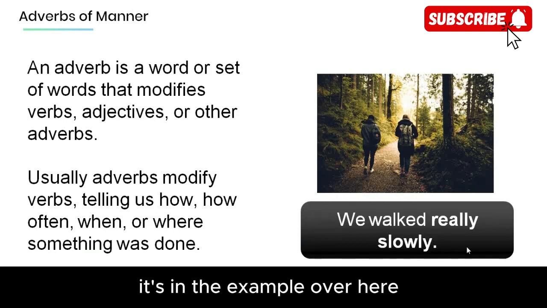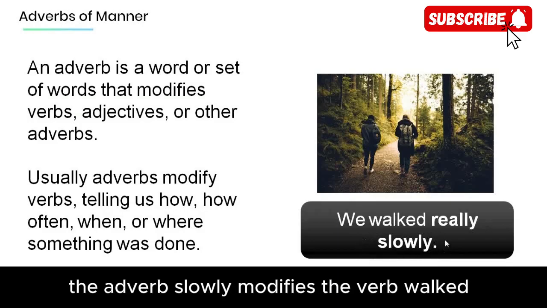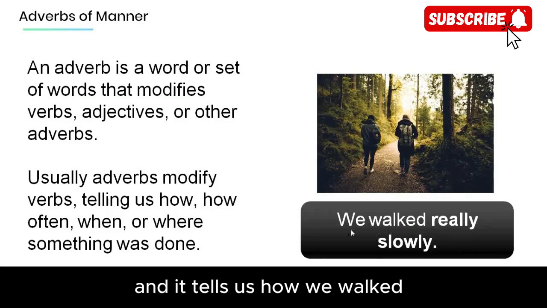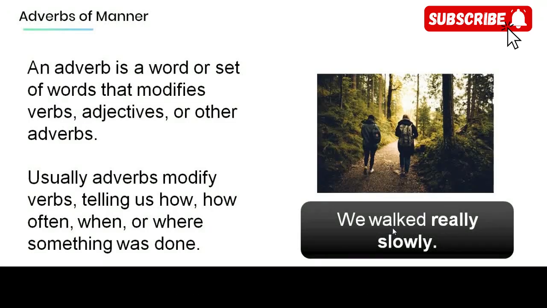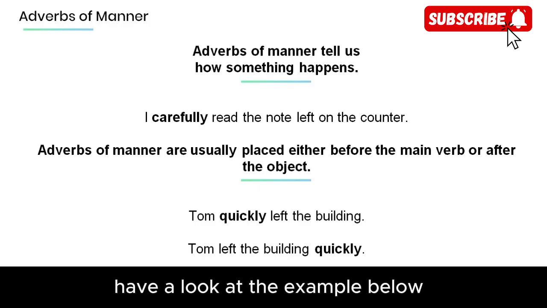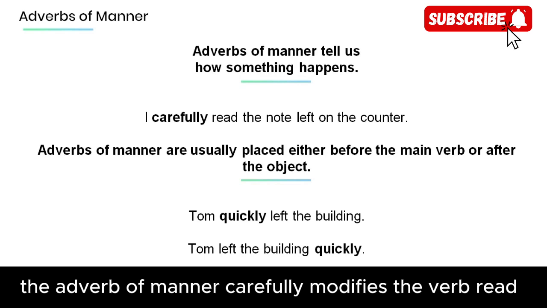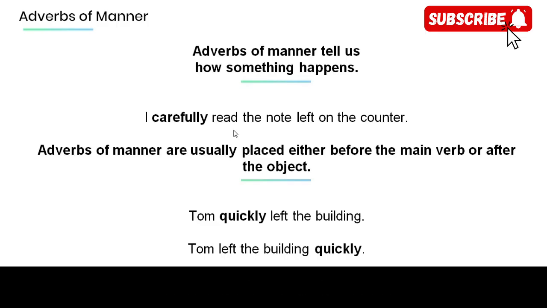As in the example over here, we walked really slowly. The adverb slowly modifies the verb walked, and it tells us how we walked. Now, an adverb of manner tells us how something happens. Have a look at the example below. I carefully read the note left on the counter. Now, the adverb of manner carefully modifies the verb read, and it tells us how we read.